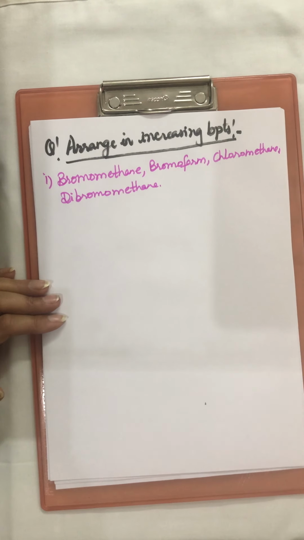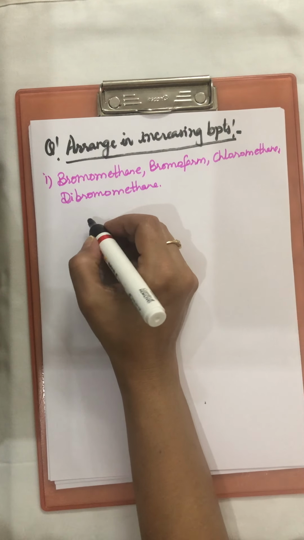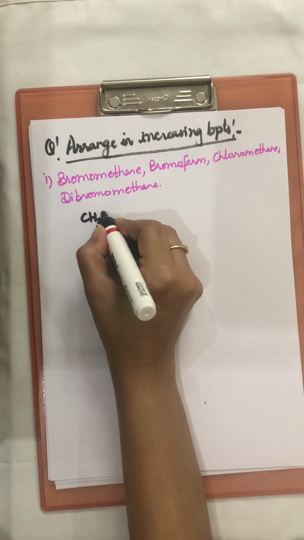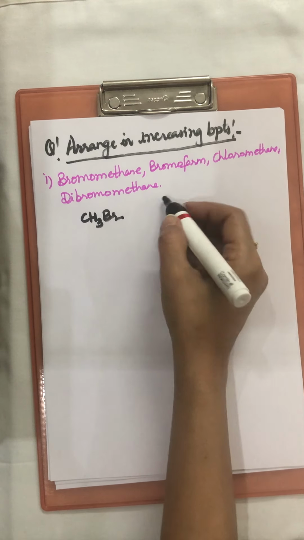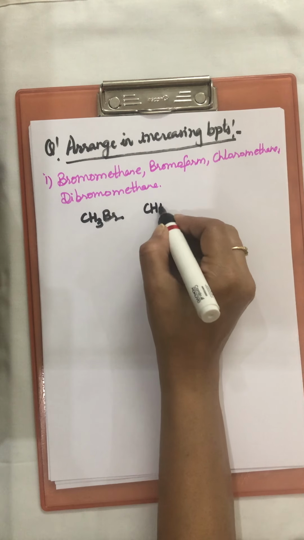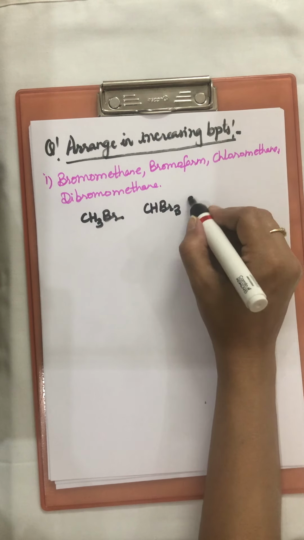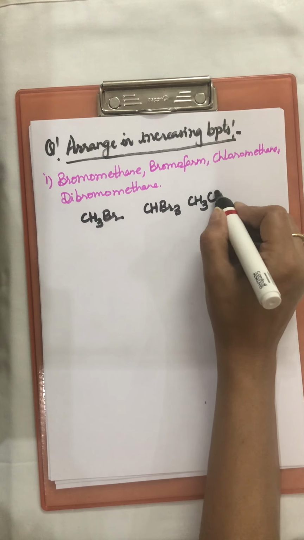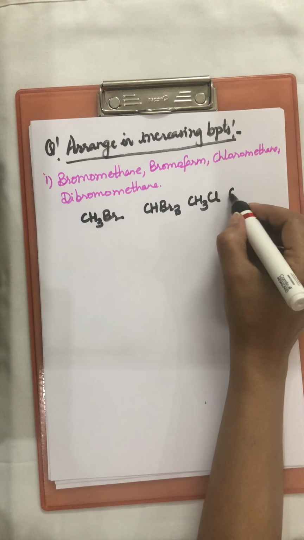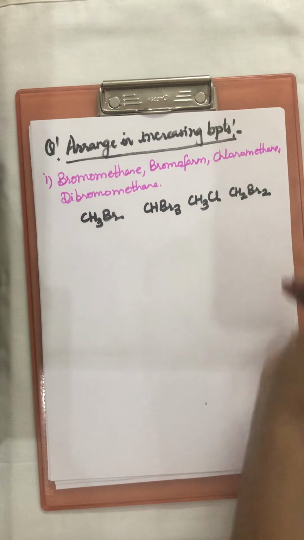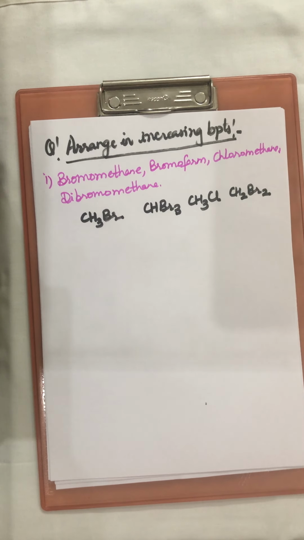To answer this, first of all we are writing their formula. Bromomethane is CH3Br. Bromoform is CHBr3. Chloromethane is CH3Cl and dibromomethane is CH2Br2. Now looking at the formulas, see the number of carbon atoms are same.